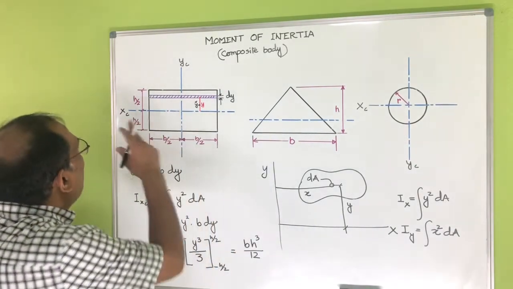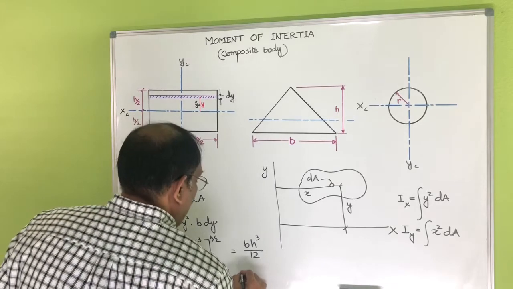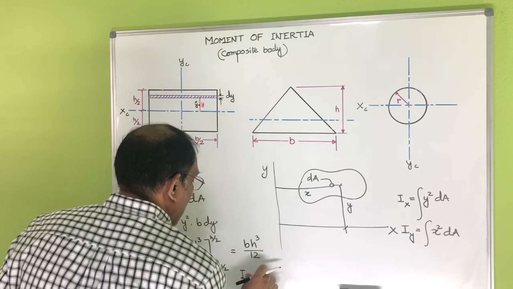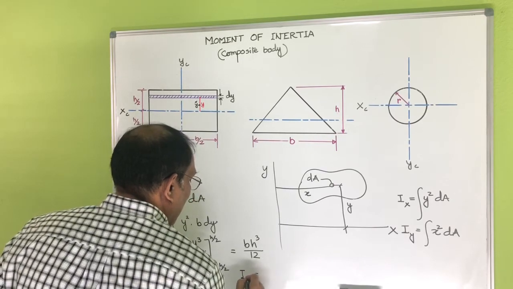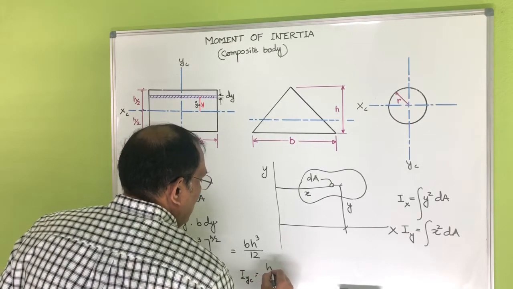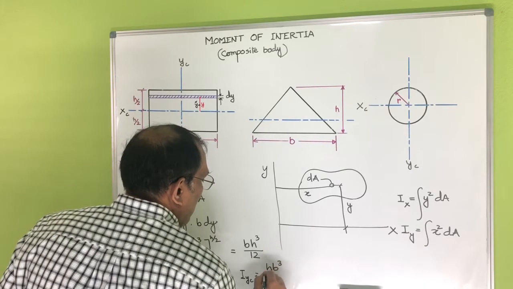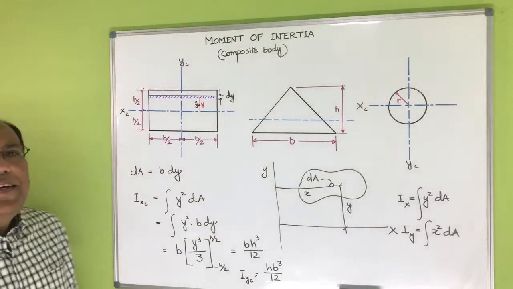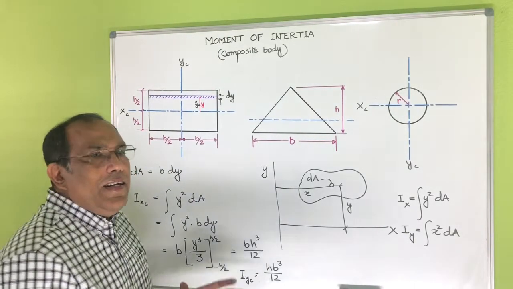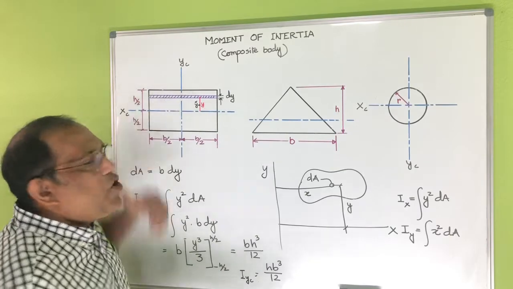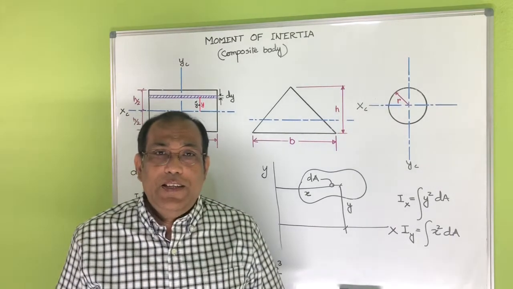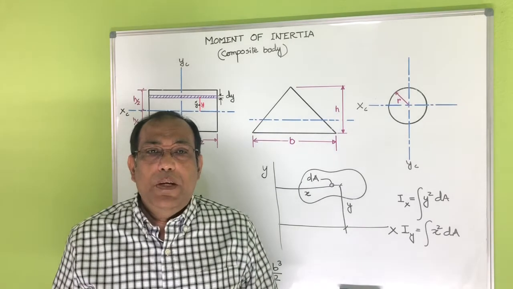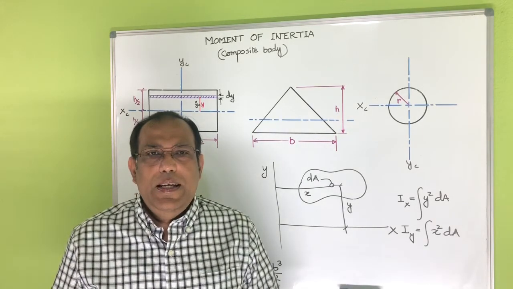Similarly, if I try to find Iyc, that would be hb cubed by 12. So you can see that's actually at the centroidal axis of the component. Centroidal axis of the component. Try to remember that one because we need it in the future.